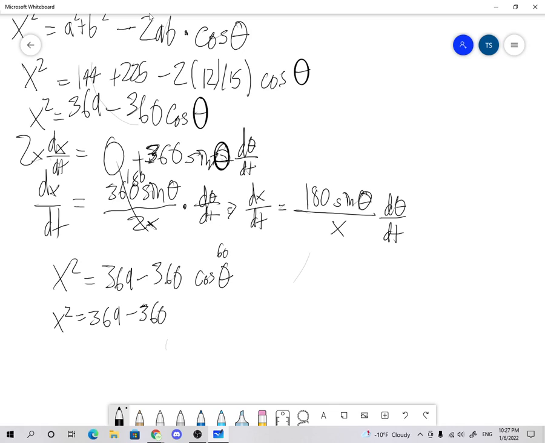Cosine of 60 degrees, if your calculator is in degree mode, or if you're really good at reverse engineering the Pythagorean, will get you 1/2. And now you're at the part where you're like, oh my gosh, this is so easy. Because now you have 369 minus 360 times 1/2. If you're just a math god and remember that it's 180, then you could find that x squared is equal to 189. So if we square root that, we're going to find it's the square root of 189. Cool, so now we know x.